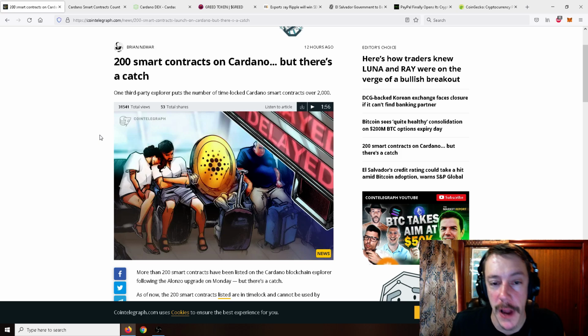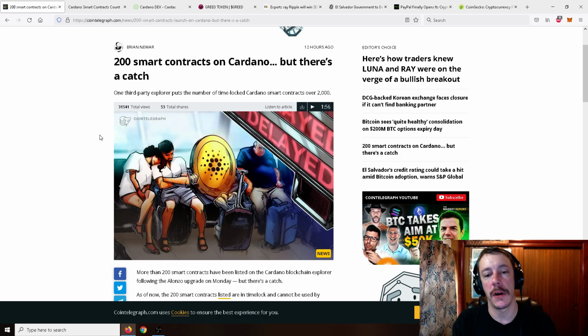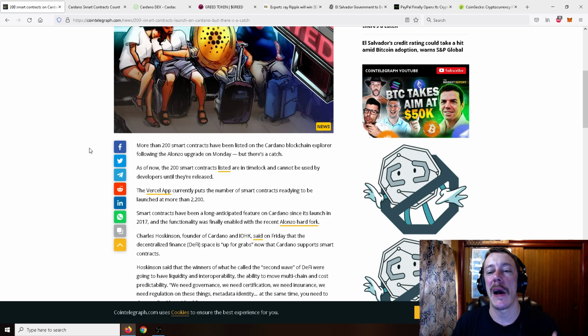200 smart contracts on Cardano, but there's a catch. One third-party explorer puts the number of time-locked Cardano smart contracts over 2,000. However, it's a little misleading. It's hard to say exactly what's going to be coming out soon here.